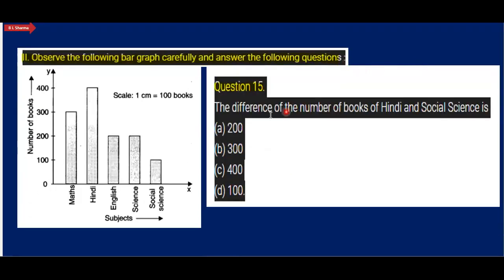Question number 15. The difference of the number of books of Hindi and social science. Hindi books are 400. This is Hindi. That is 400. And social science. This is social science. The number of books are 100. So what is the difference of 400 minus 100? That is 300. So B is the correct option.